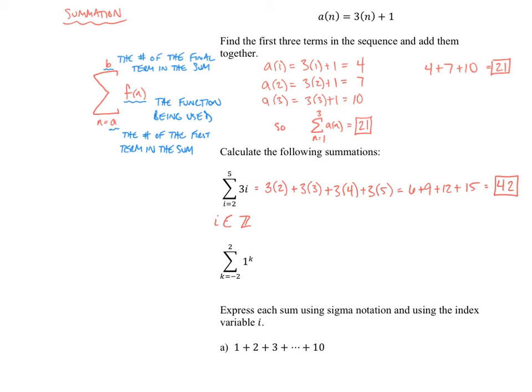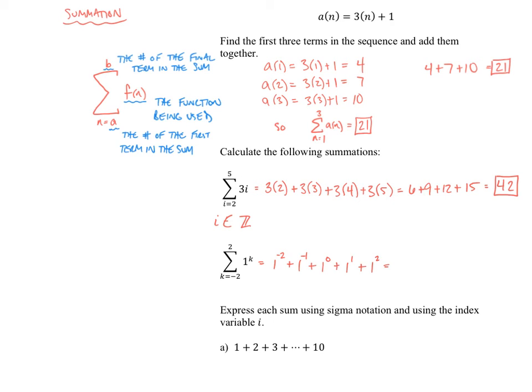All right, the next one says that our function is 1 to the k power. It looks like k is the variable being used here. And they're telling us to start with negative 2 and end with 2. So the first number I'm going to plug into my function is -2. Then I add 1 to the negative first, and 1 to the 0. Don't forget that 0 is part of this. Plus 1 to the first, plus 1 to the second. So we're adding 5 terms together here. And again, in this case, k would have to be integers.